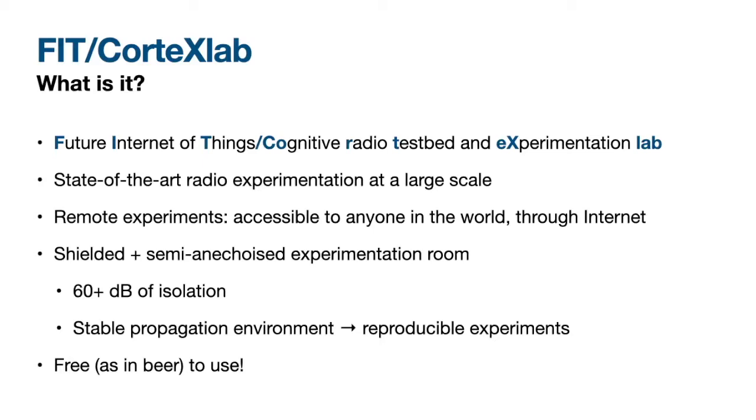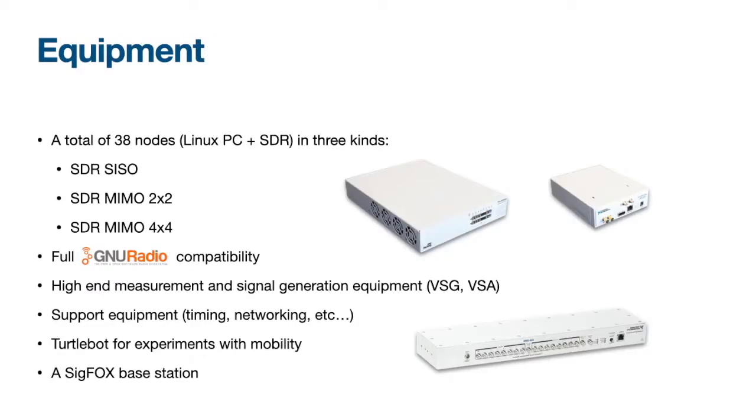It is also a shielded and semi-anechoic experimentation room with 60 plus dBs of isolation throughout the frequency range that are used by the SDRs inside of the room. The shielding also creates a stable propagation environment that is conducive to reproducible experiments, as we said before. And most importantly, it is free, as in beer, to use.